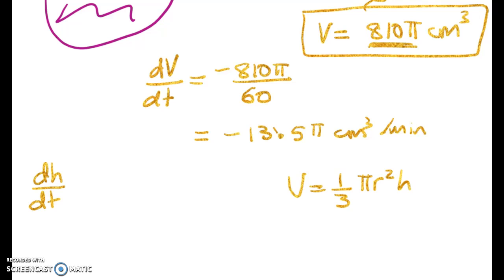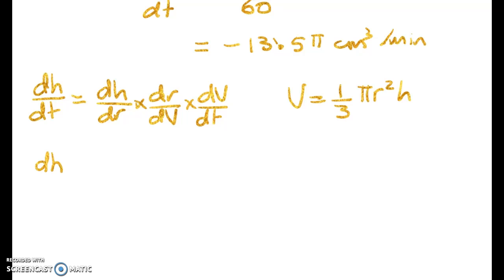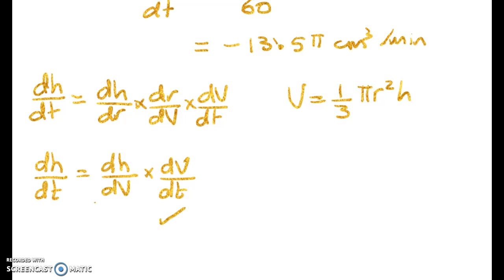There are 2 ways to do this. We can do this one as a 3-way chain rule thing. So we could do this dH by dr times dr by dV times dV by dt. But in this case, I found it pretty straightforward to do it as just a double chain rule, so with 2 bits. So we're going to find dH by dV times dV by dt. Now we've got that already. That's my negative 13.5. So the next thing we have to work on, as usual, is the link between height and volume in the formula.